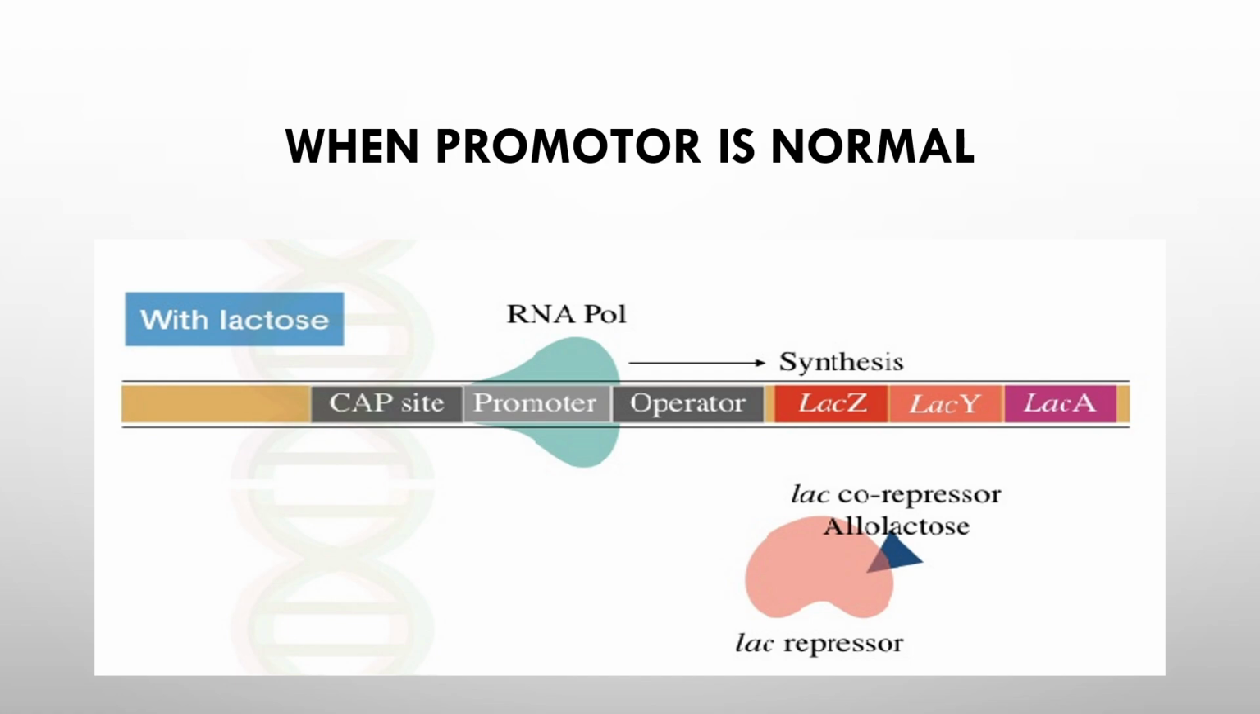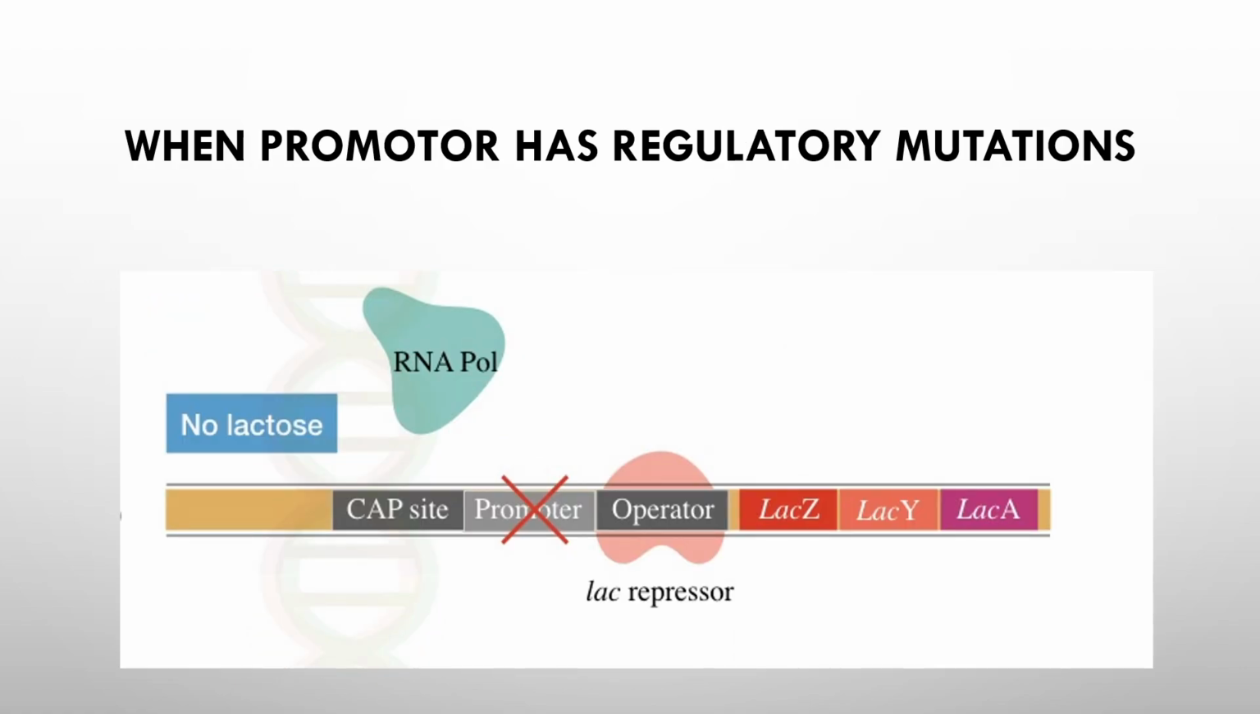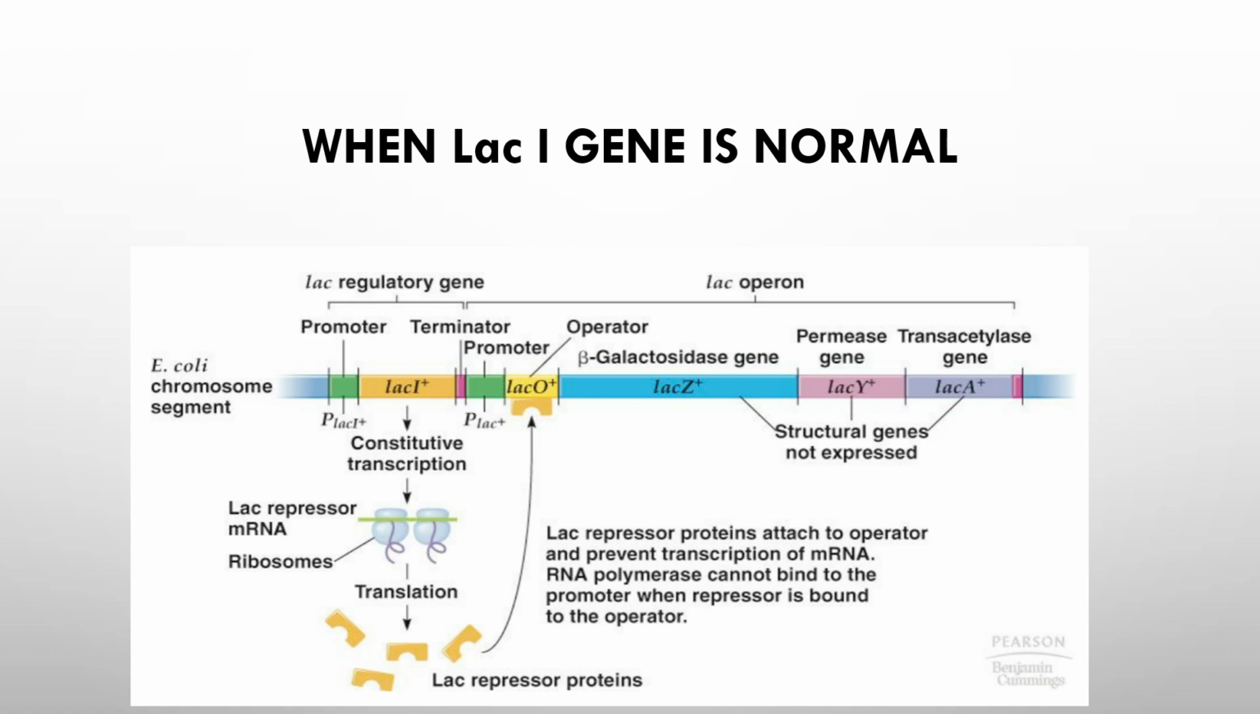The promoter normally binds the RNA polymerase and enhances the transcription, but when promoter has the regulatory mutations, it rejects the RNA polymerase, and thus there is no transcription and no formation of the product. Lac I gene, which produces the repressors, when it is normal, it produces the normal repressor by successful transcription and translation, which binds to the lac O sequence and stops the transcription.